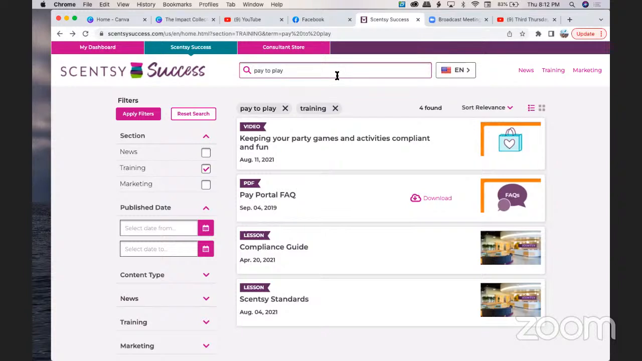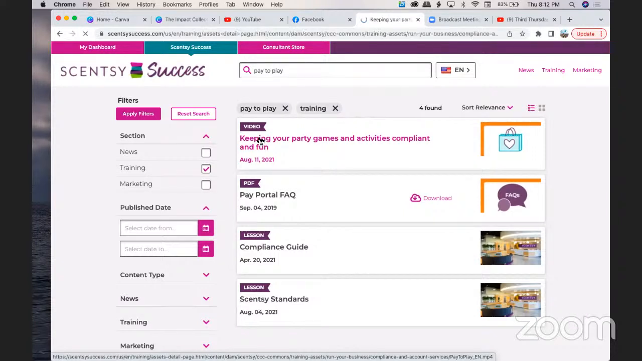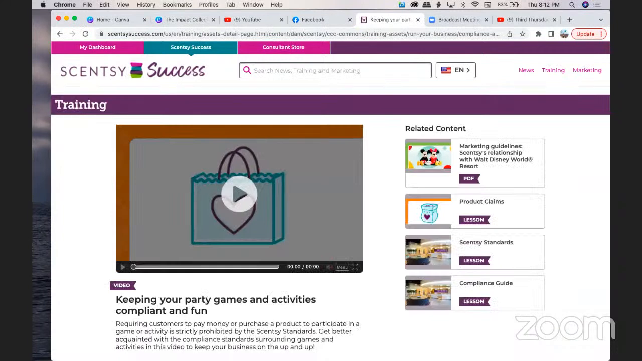So if you type in pay to play, there is actually a lot of information in the compliance guide regarding that, Scentsy standards. But here, this right here, guys, this came out August 2021, and I did not know it existed. I wish our training videos would pop up under our news as well, because this is good stuff. And it just snuck itself in here. I've been doing this for about 2 years now, and I've never seen this. So when I found this, this was amazing because it spells it out. And I learned something by watching this. So let's go ahead and watch.